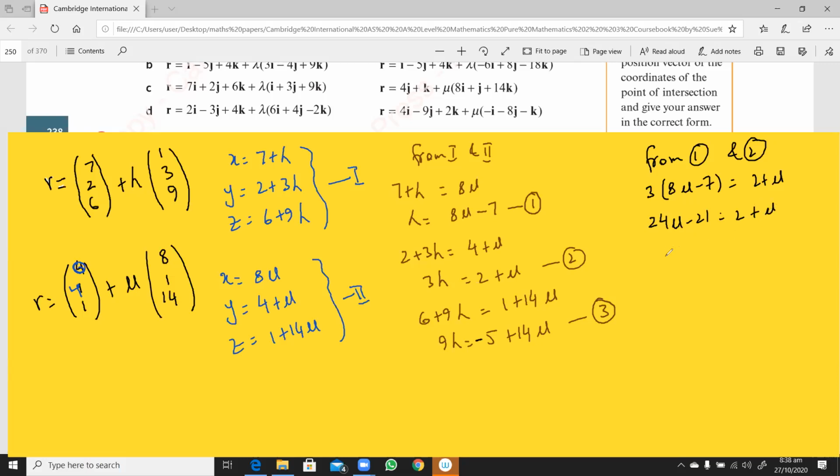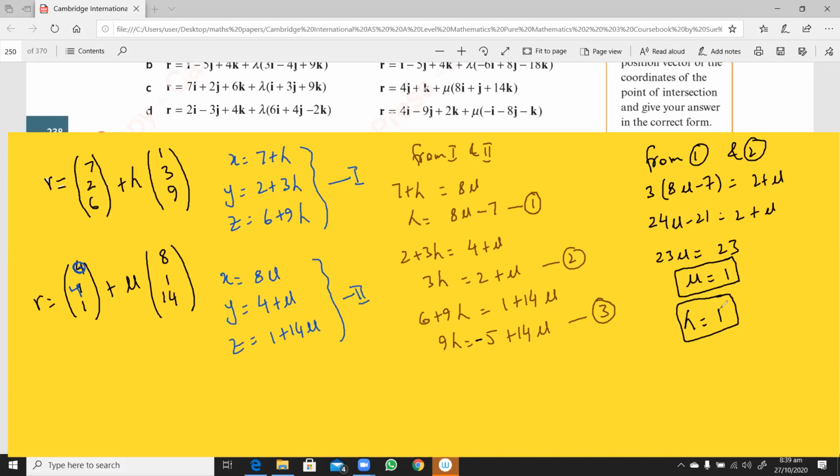Okay, so then this is going to be 22, 23, I think. 23 mu, that is equal to 23. Yes, you see these values of lambda and mu would justify that there has been no mistake. Okay, so this mu is 1. Now let's substitute this in the first equation. So this lambda would be 8 minus 7, so that is going to be 1 as well. Okay, so this is the set of the values for mu and lambda we have got.